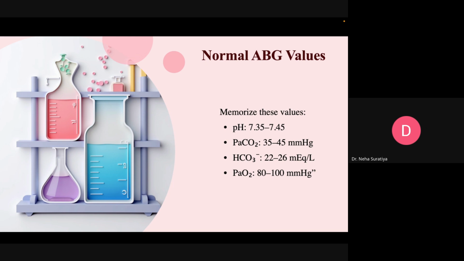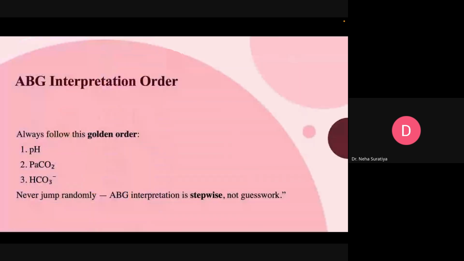Don't worry. But what is important here is the ABG interpretation. ABG cannot be interpreted directly. It always follows this golden rule, or golden order. You must follow this pattern. Very first, you need to understand pH. Second, partial pressure of carbon dioxide, and bicarbonate. Never ever jump randomly. ABG interpretation is always step by step, not guesswork. When you do ABG interpretation stepwise, you will reach a direct interpretation. We will discuss in the next slide how to do it.